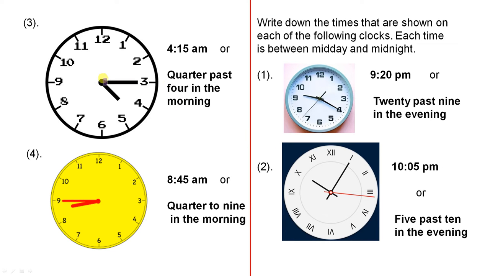Over here we have the minute hand is on the 3 and the hour hand is just past the 4, so it's 4:15 AM, because that's 5, 10, 15. That means 4:15 means 15 minutes past 4 o'clock. Another way of saying it is 4:15 in the morning. Quarter means a quarter of an hour, because from there to there is a quarter of an hour.